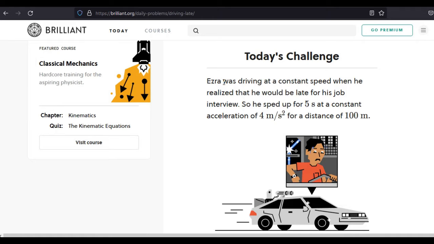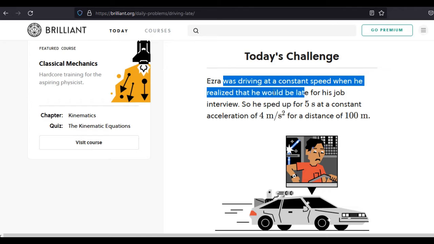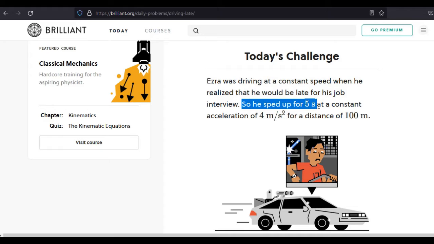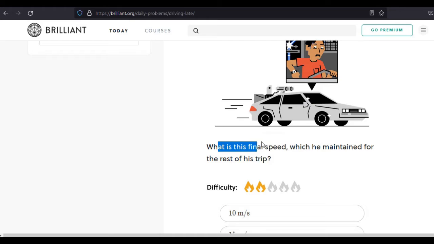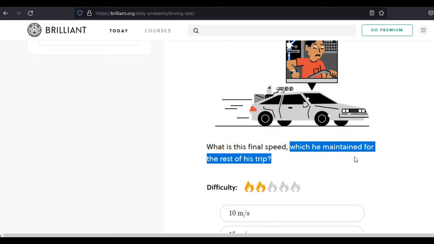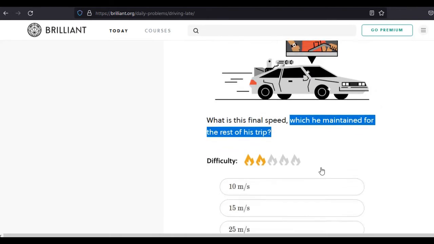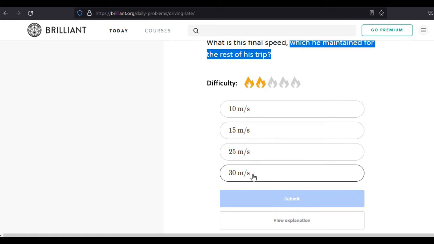Isra, I hope that's how it's spelled, was driving at a constant speed when he realized that he would be late for his job interview. So he sped up for 5 seconds at a constant acceleration of 4 meters per second square for a distance of 100 meters. What is the final speed which he maintained for the rest of his trip? 10, 15, 25 or 30?